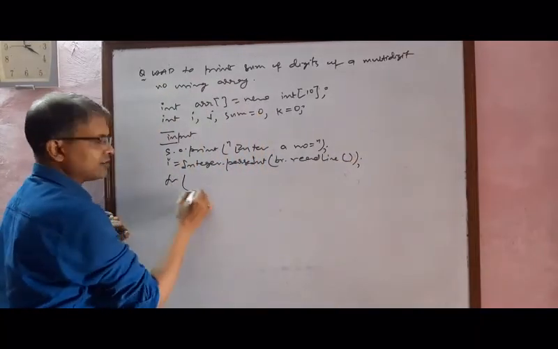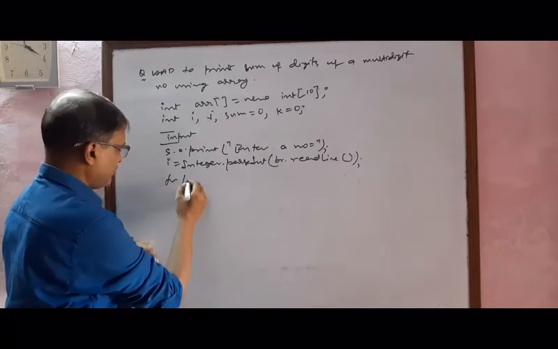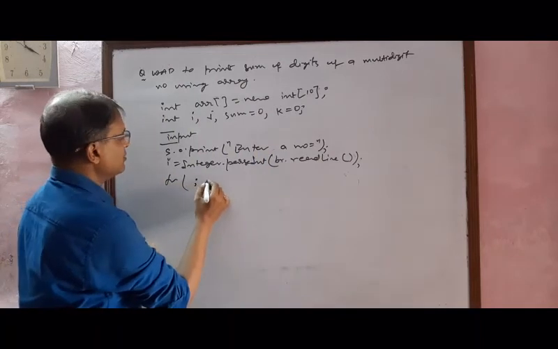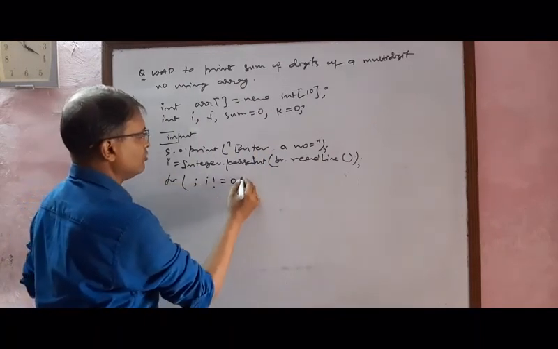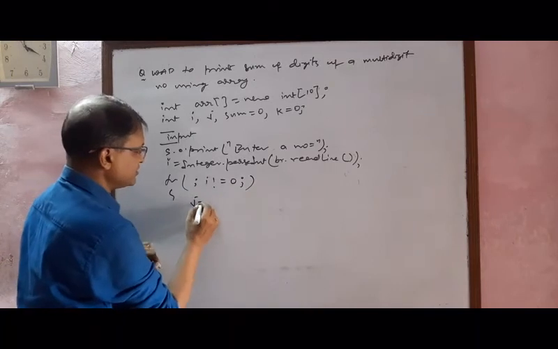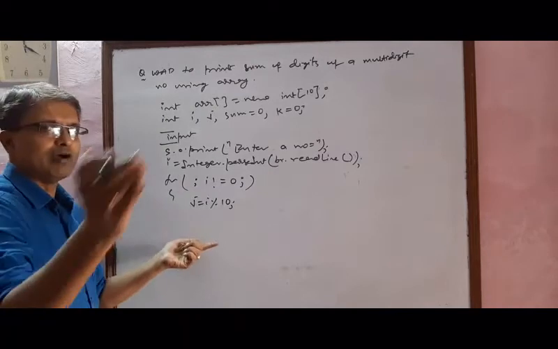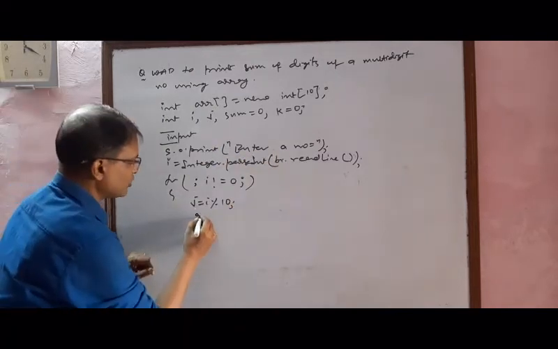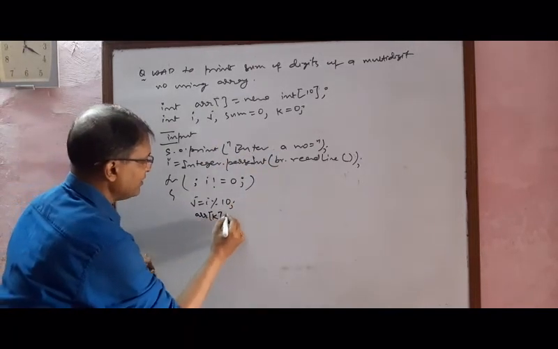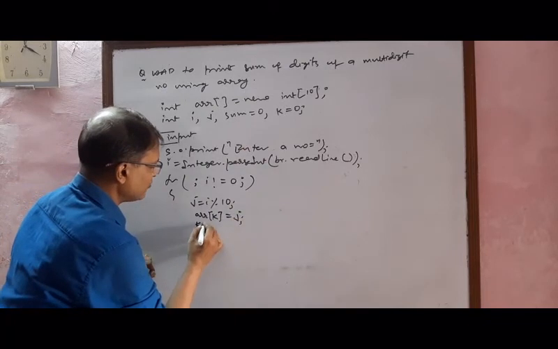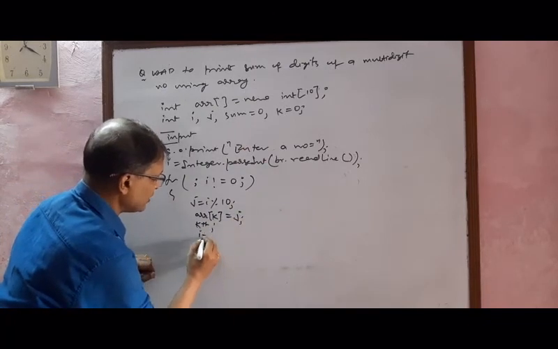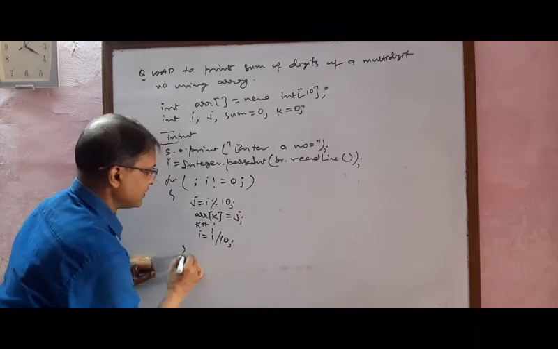Now we have to start the loop to split the digits. For terminator i is not equal to 0, terminator split the digits, j equal to i modulus 10, and as you get the digits you have to store in the array. So store in the array arr[k] equal to j and k plus plus. Now update the number i equal to i divided by 10.